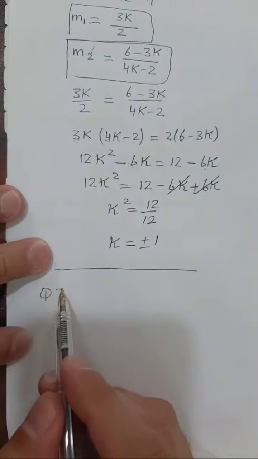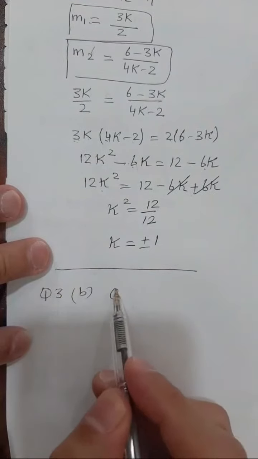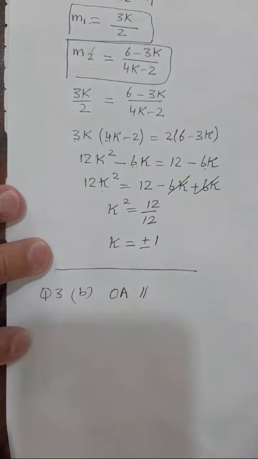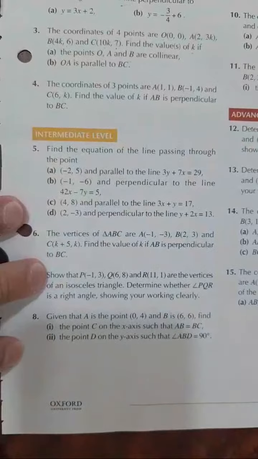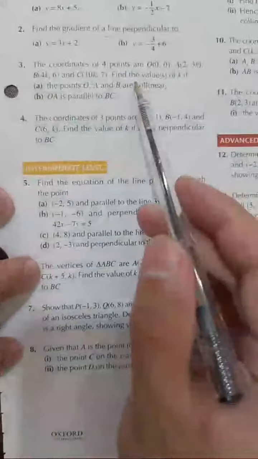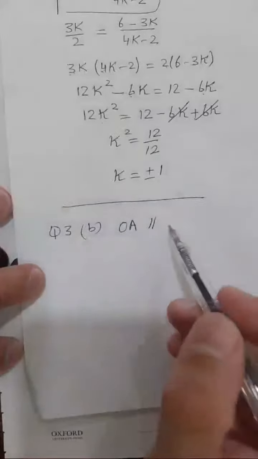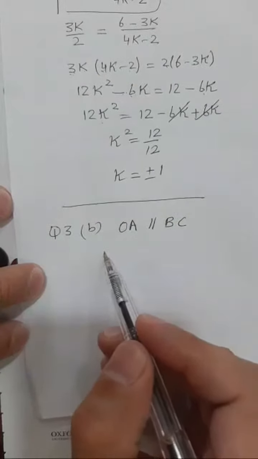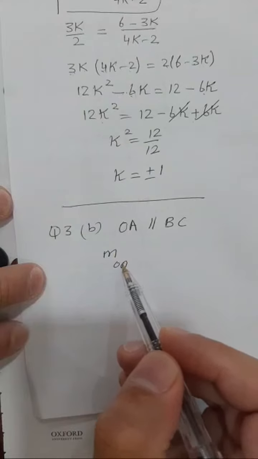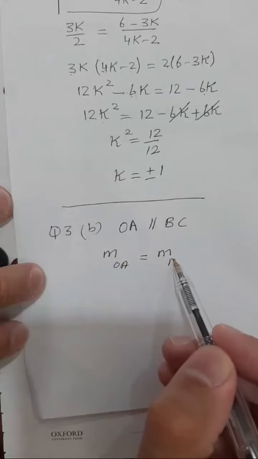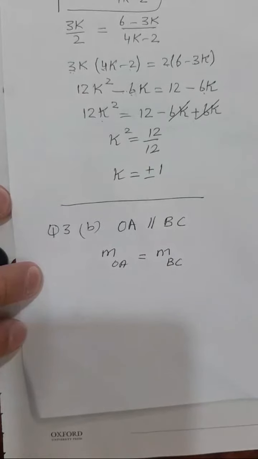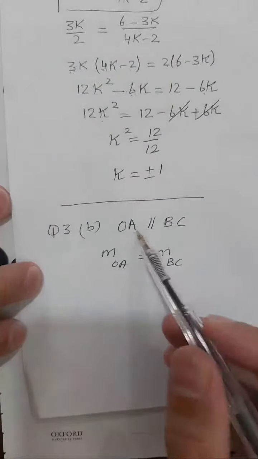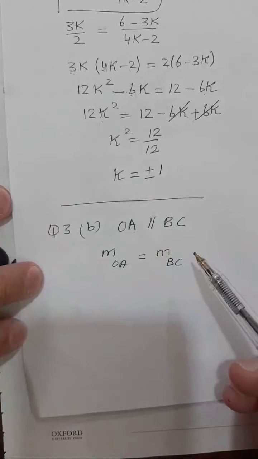So question number 3, part B, the given condition is OA is parallel to BC. Now if they are parallel, then M, that is the gradient of OA, must be equal to M, the gradient of BC. So we need to find the gradient of OA and the gradient of BC, and we need to equate them because they are both parallel, and parallel lines have the same gradient.